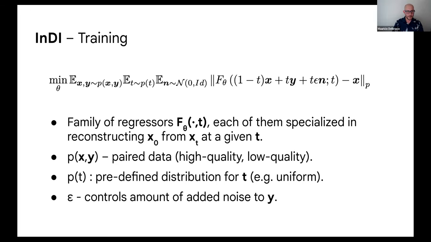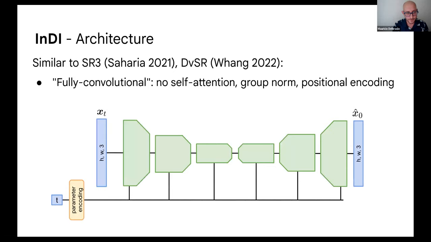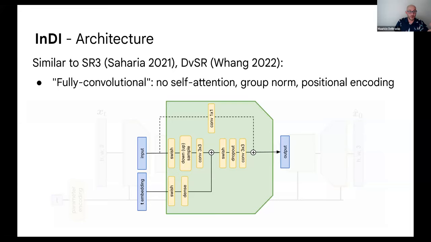In terms of architecture, we don't introduce any novelty. We use an architecture similar to the one in the literature, which is SR3, and our previous architecture, DBSR. The key difference is that we use an architecture that is fully convolutional, in the sense that we can apply the same architecture to images of different sizes. This is convenient in image restoration tasks where you want to process images of arbitrary resolution. For that, we remove self-attention, group normalization, and some of the positional encoding. This architecture takes two inputs: the parameter T, through a parameter embedding, and the input image, which is an RGB image, and the output is an RGB image. The parameter encoding is injected into each of the blocks of the UNet through an adding operation. But the architecture is pretty standard, there's nothing really novel in it.